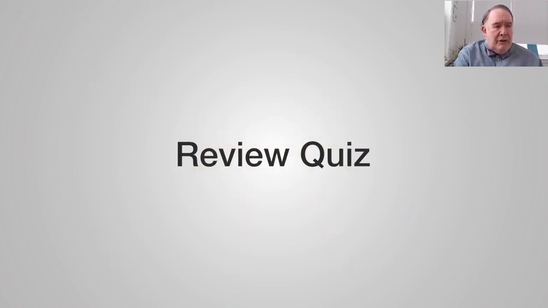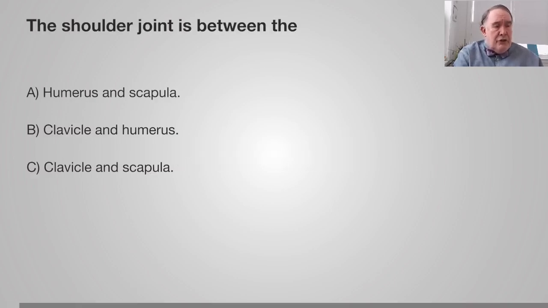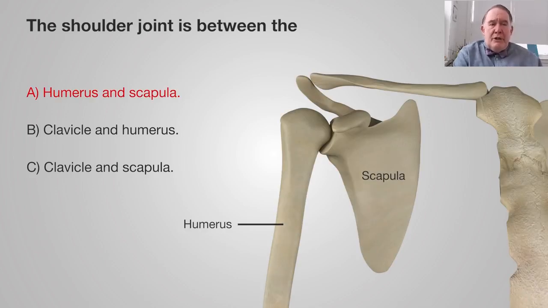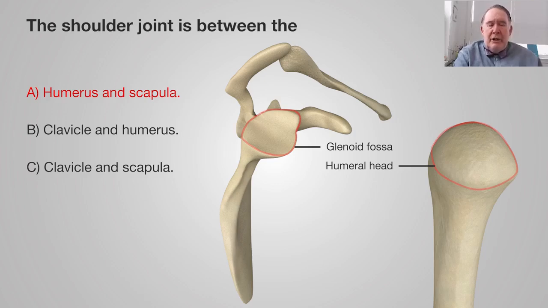Okay, so as usual, we'll have a low pressure quiz here just to see how you're doing. So the first question here is, the shoulder joint is between the humerus and scapula, clavicle and humerus, or clavicle and scapula? Take a minute. What do you think? If you said between the humerus and the scapula, that's good. That's the shoulder joint. And we talked about the mismatch in size between the humeral head and the glenoid fossa that facilitated movement to a great degree, but also rendered the joint slightly unstable.